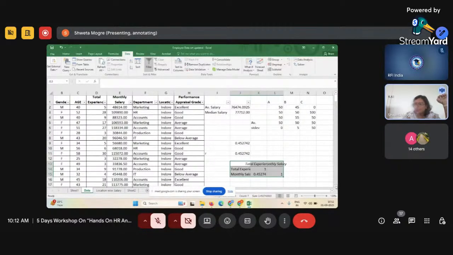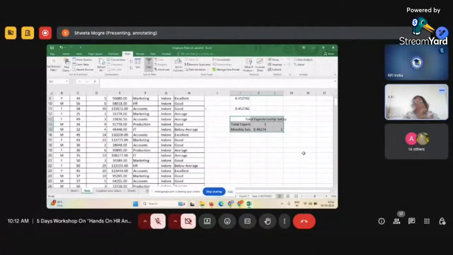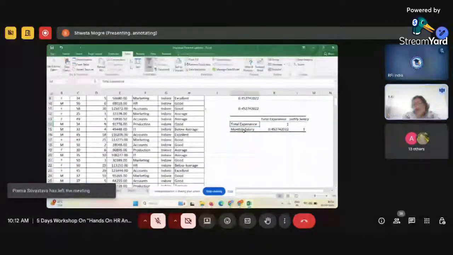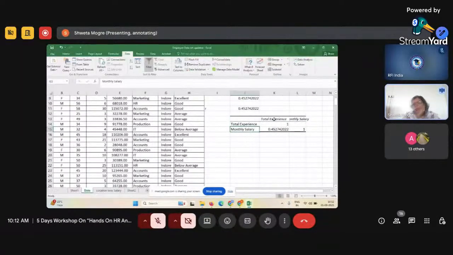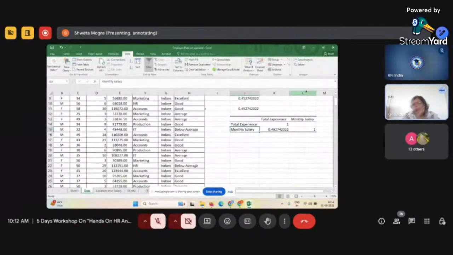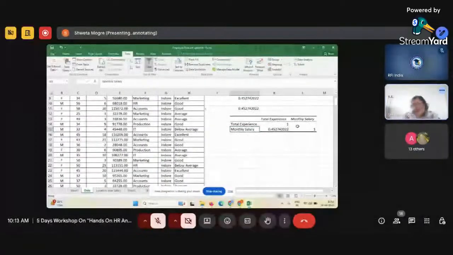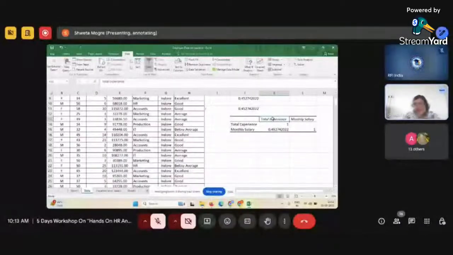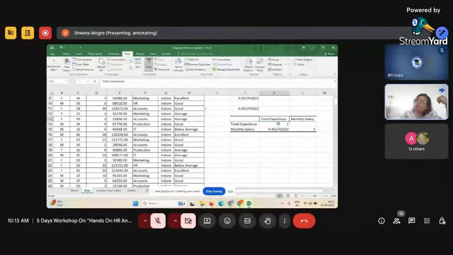I hope my screen is visible. So it gives me a matrix in which total experience and monthly salary appear on the row side as well as on the column side. Now you observe that the diagonal entries are 1. Why are diagonal entries 1? Because it gives us the correlation between experience with experience. So every variable is 100% related with itself. That's why we are getting diagonal entries as 1.